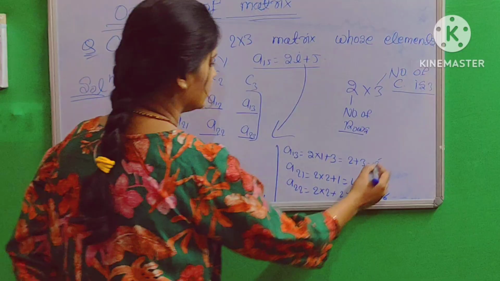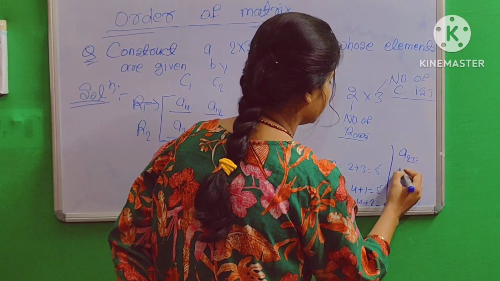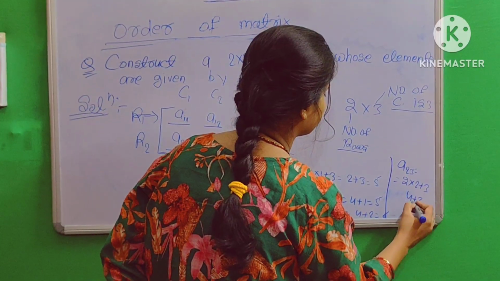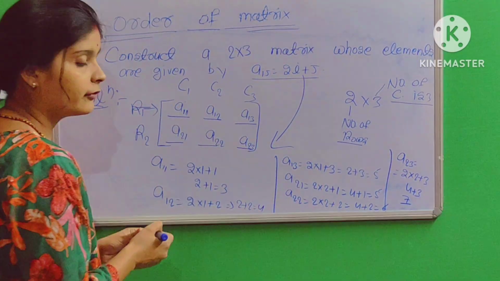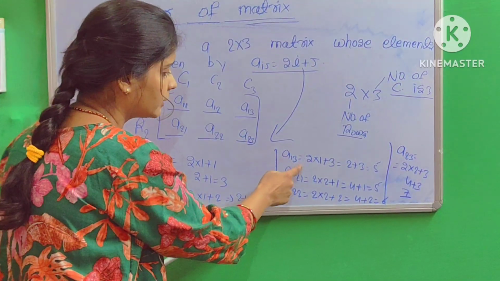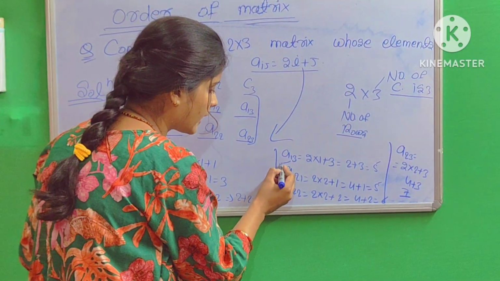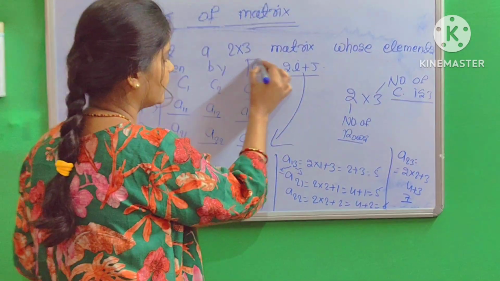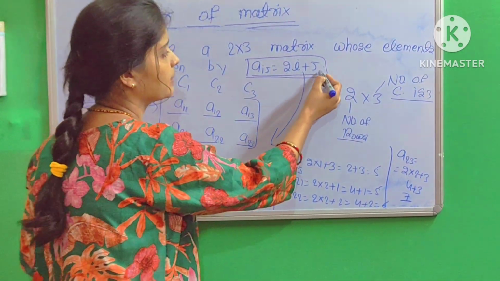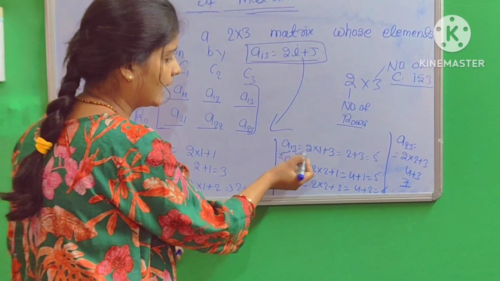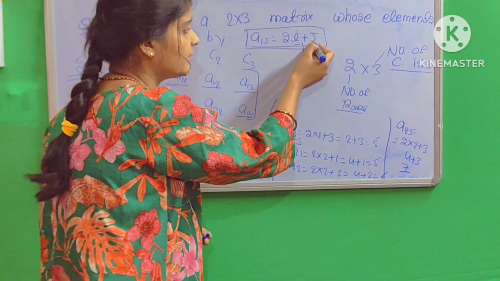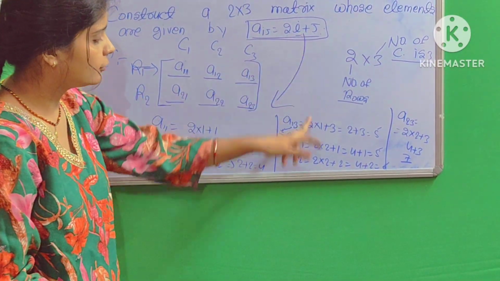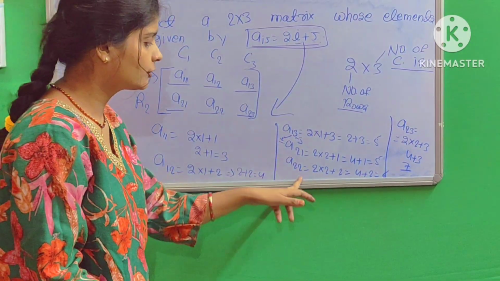Again we have to find A23, which is equal to 2 into 2 plus 3. 4 plus 3 is equal to 7. Look at what I am doing. For A13, it means the i value is 1 and the j value is 3. And here, given Aij is equal to 2i plus j, we are putting the value of i here and the value of j here. And if we are finding A22, then the value of i is 2 and the value of j is 2.